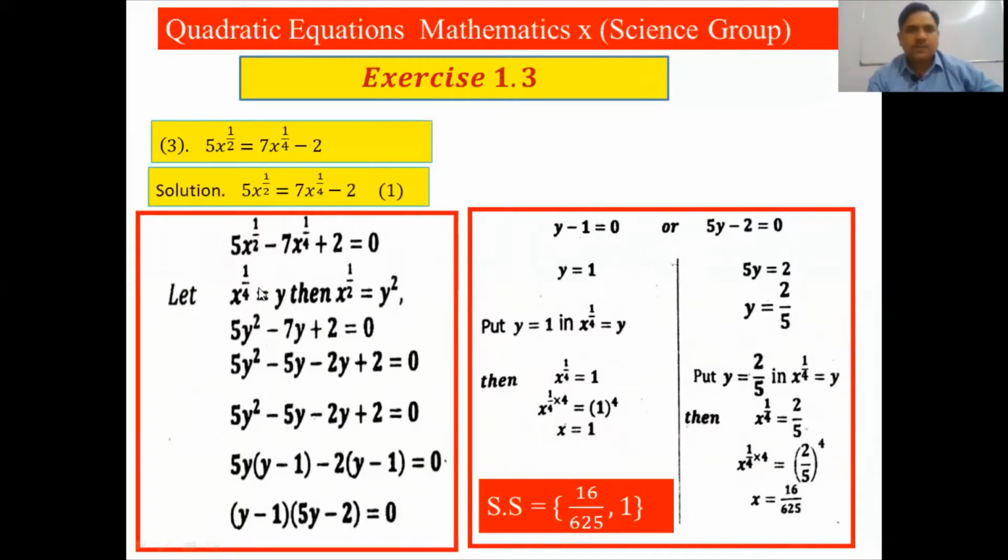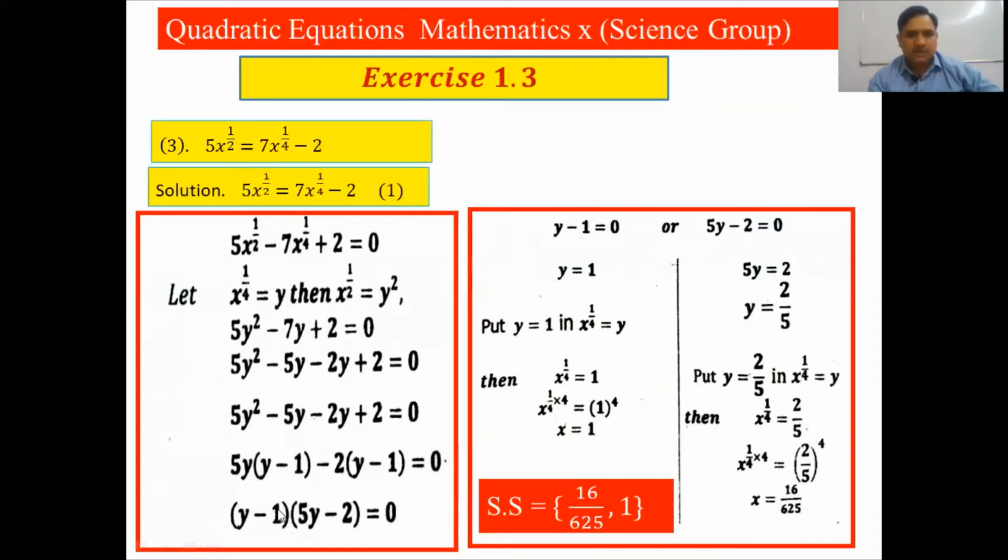Now we suppose x^(1/4) = y. Then when we take the square of both sides of this term, we have x^(1/2) = y^2. So when we substitute these values in this equation, we have 5y^2 - 7y + 2 = 0. So 5 times 2 is 10, and 5 and 2 are two factors. When we add up these two terms, we have -7y, and when we multiply these two terms, we have 10y^2. So now we can take 5y as a common factor. So here is y - 1, and here we can take -2 as a common factor. So -2(y - 1) = 0.